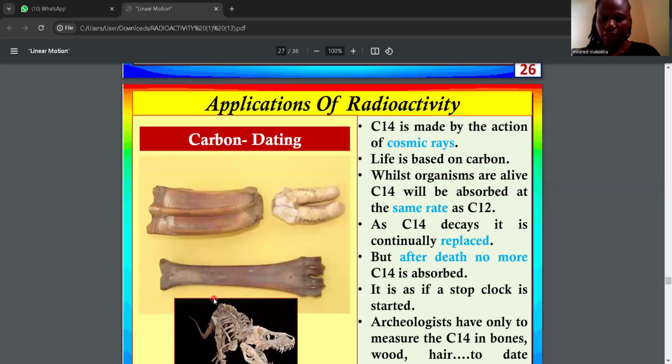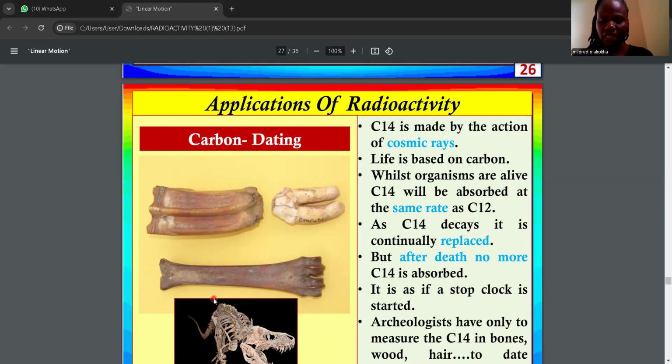Applications of radioactivity. One of the applications of radioactivity is in carbon dating. C14 is made by the action of cosmic rays. Life is based on carbon. When organisms are alive, C14 will be absorbed at the same rate as what? C12.